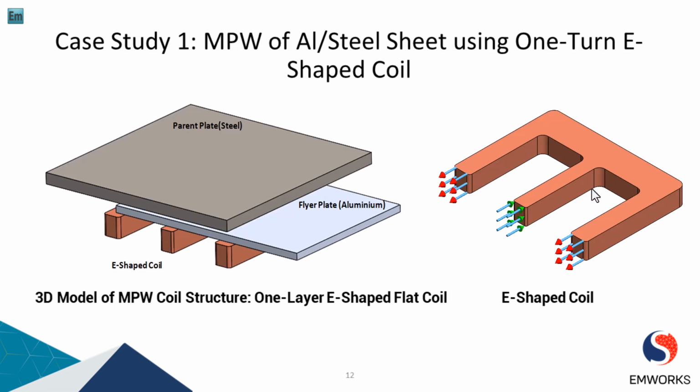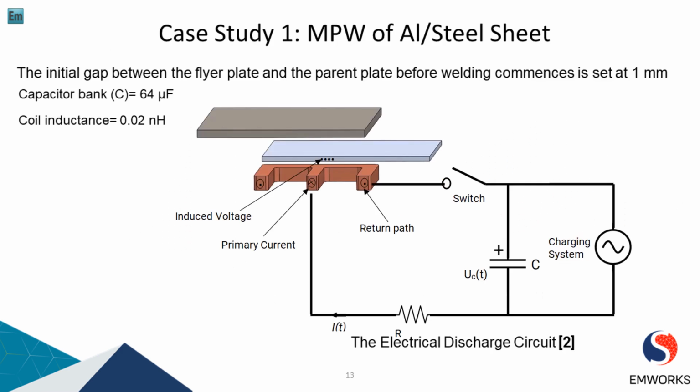The unique geometry of the E-shaped coil, which we have taken from the reference paper, influences the magnetic field distribution during the discharge. The shape and the configuration are optimized to generate a magnetic field, and this facilitates a strong and precise welding process. For the specific case study that we are discussing, case study 1, focusing on magnetic pulse welding of aluminum and steel sheet, several initial parameters were set to achieve successful welding.